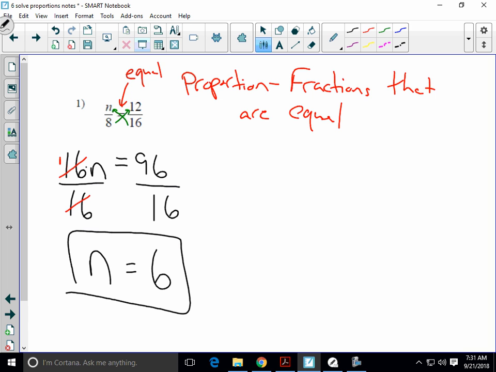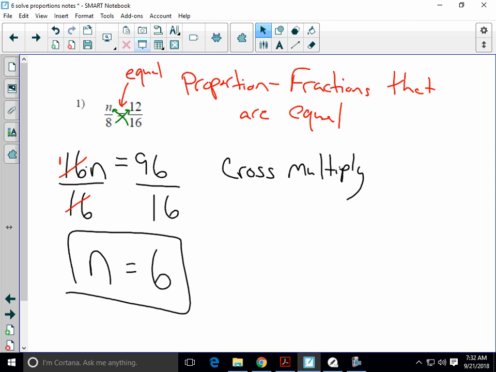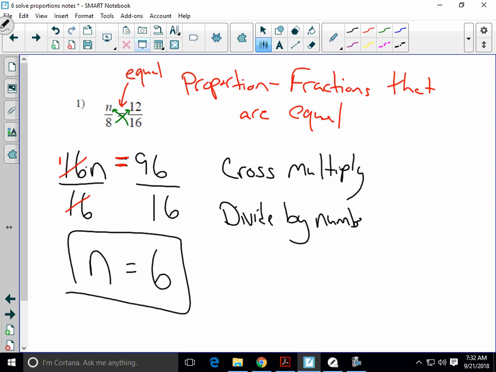So the first thing we did was cross multiply. We did 8 times 12, we got 96. We did 16 times n, and we got 16n. Don't forget to write the equal sign in between. And the last step, we divided by the number, or the coefficient, that was in front of the variable. And here it was the number 16.